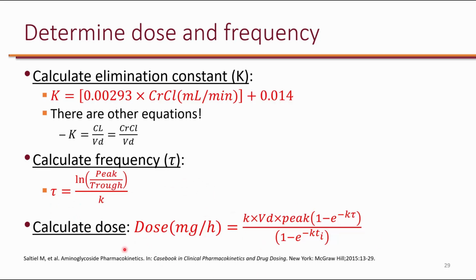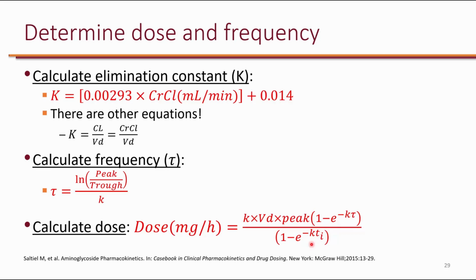So once you figure out the tau, after you round it to something realistic, you're going to use this equation to come up with a dose. So let's say you found a tau of 5 and rounded it to 6, so you're going to use 6 in this equation. You use the K that you got from up here. You put the target peak that you want. You put the volume of distribution from previous slides and the K again. And here you put the time of infusion. So for simplicity, we're going to infuse aminoglycosides over 1 hour. So you just plug in 1 here.